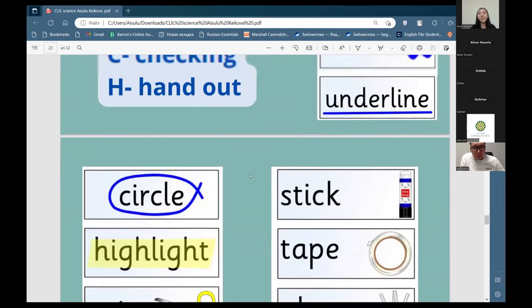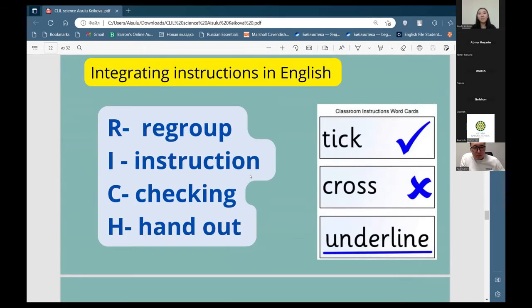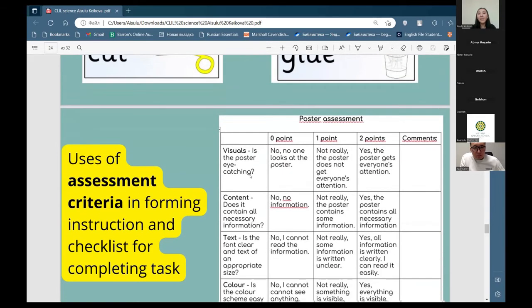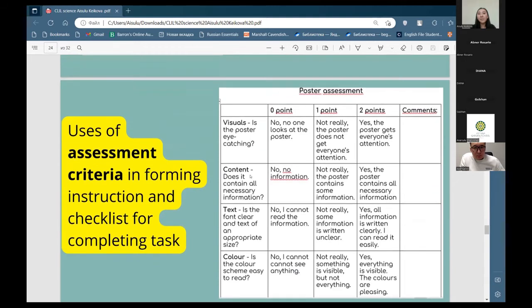So I think this part is quite clear, and we can go to the next part. It's about poster assessments. Since our school organizes a science fair, science fair projects, where science projects are presented.